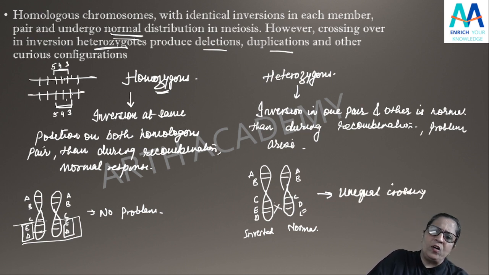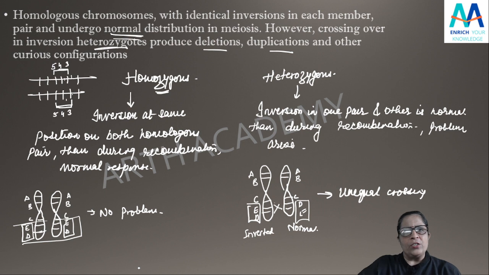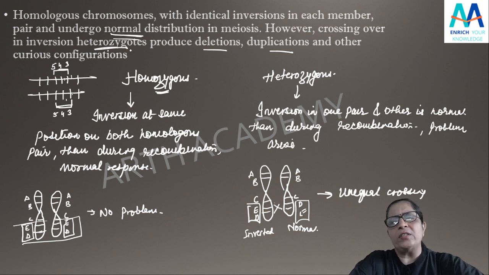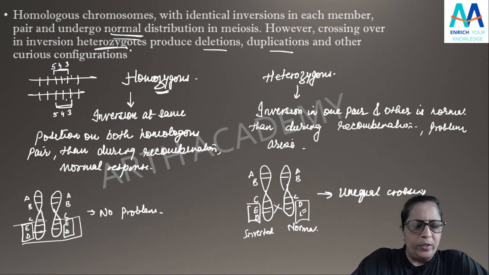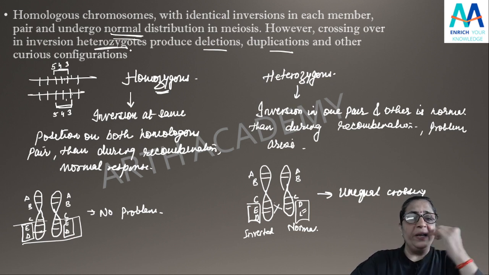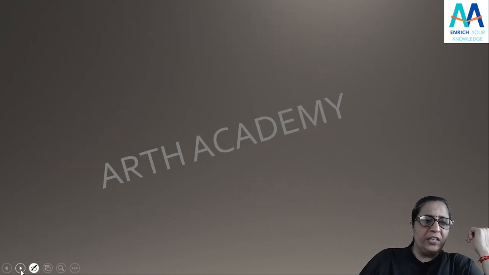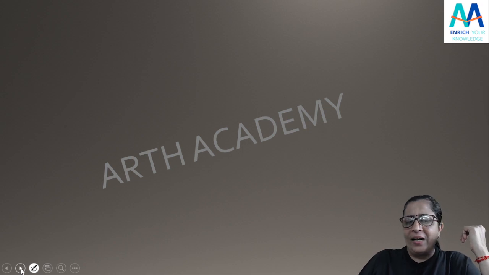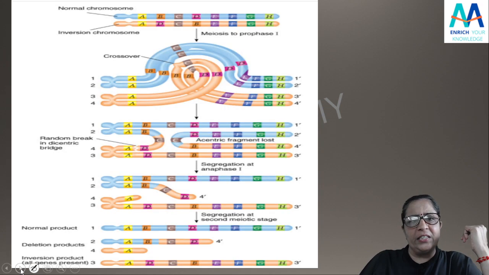Yes, it will show you the unequal crossing because these two are different. So this is what is called a heterozygous and homozygous inversion also. I hope this is also very much clear. Now coming to the previous one, in which we said paracentric as well as pericentric.